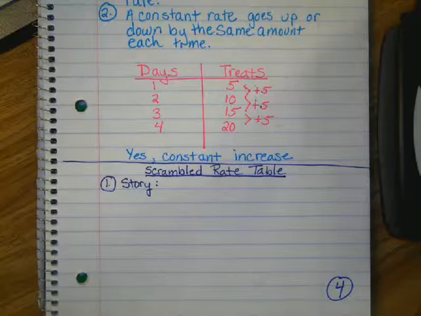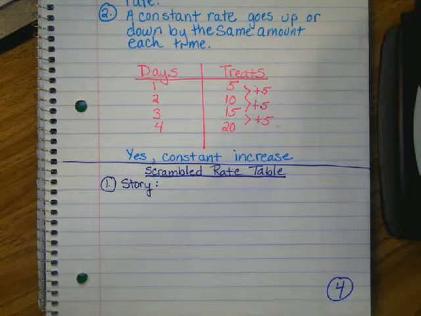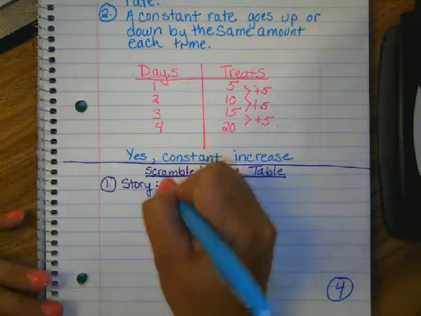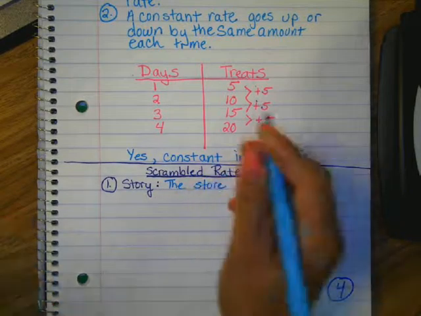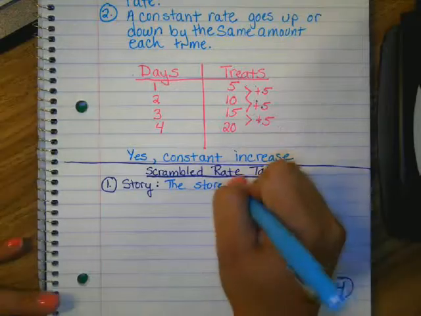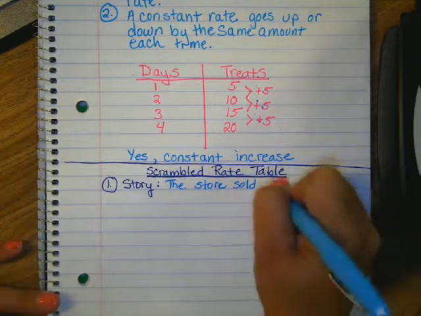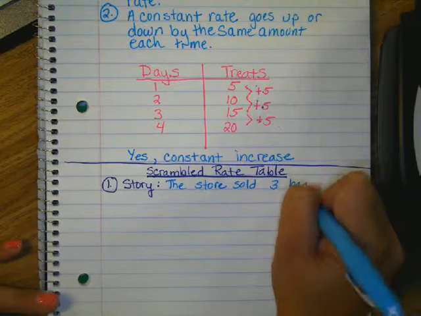So we don't mean like a huge long thing. All you need to write down is the store, and if you want to name it, you can. Sold 3 bags of hockey pucks for $24.